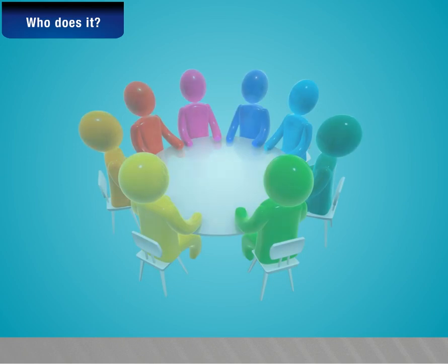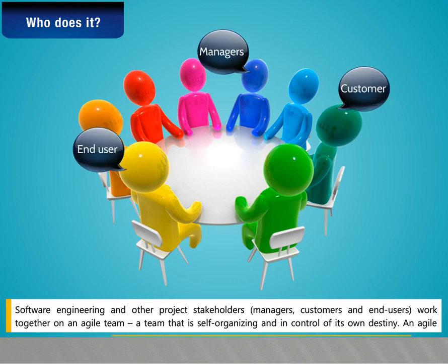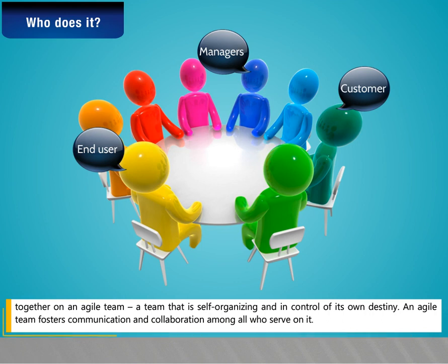Who does it? Software engineers and other project stakeholders, that is managers, customers, and end users, work together on an agile team, a team that is self-organizing and in control of its own destiny. An agile team fosters communication and collaboration among all who serve on it.